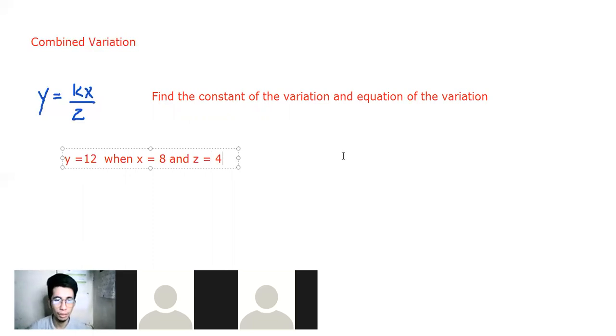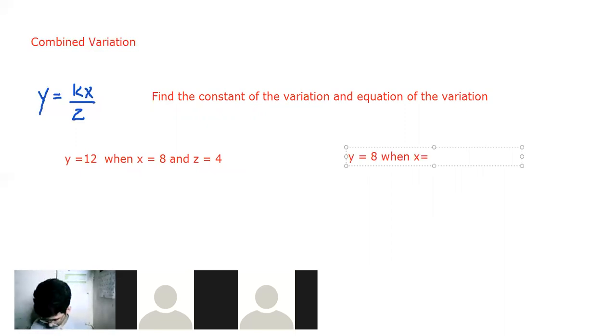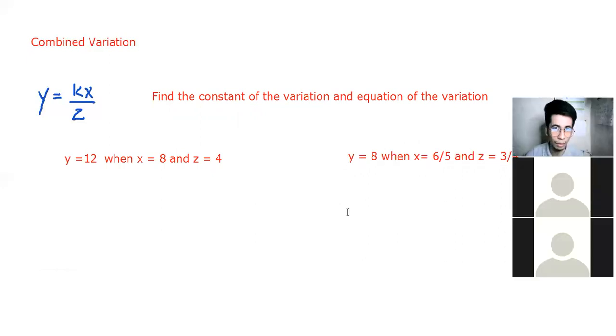Then another example on the other side: Y is equals to 8 when X is equals to 6 over 5, and, there's always a fraction, 3 over 4. Let's start with the one on the other side. What are we to find again? The constant of the variation and the equation of the variation.